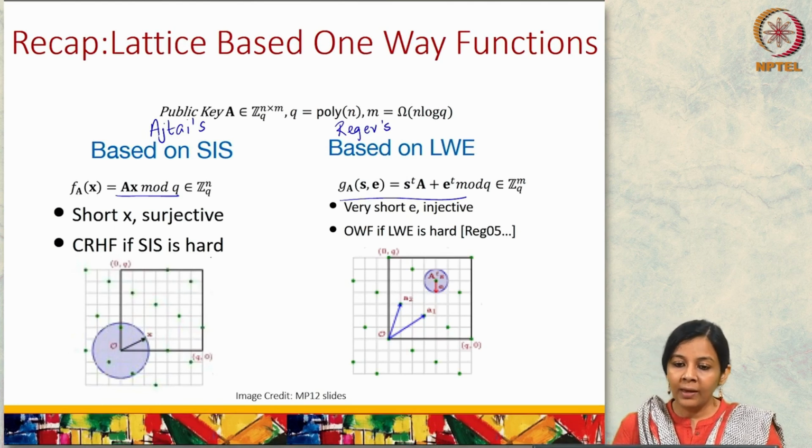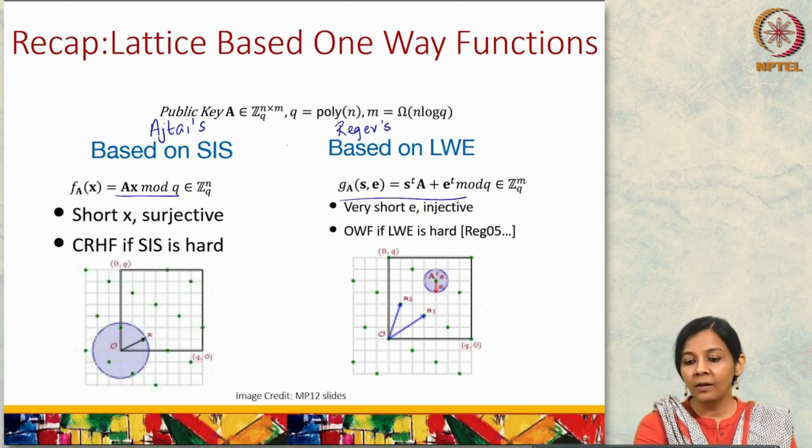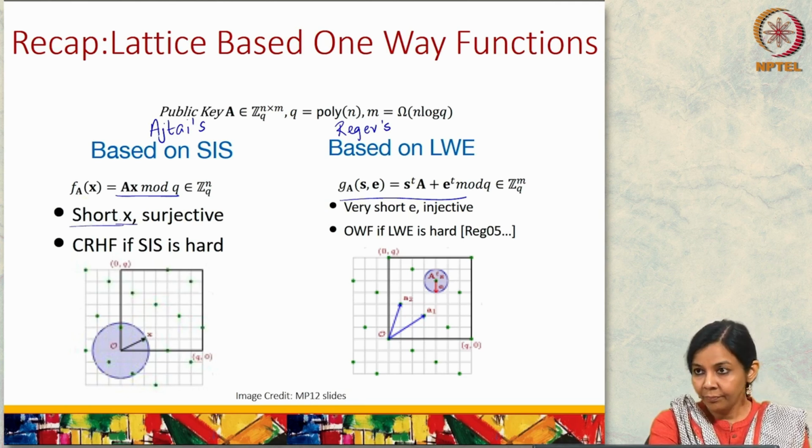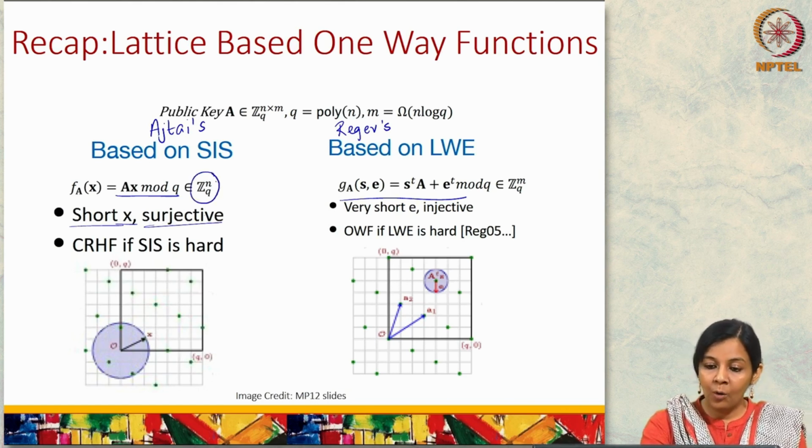And now using SIS and LWE, so short integer solution and learning with errors, you can compare these two one-way functions that we saw. So, the first one was just AX mod Q. Here X is short, and this one way function is surjective, right. So, the output space is ZQ to the n, where n is the shorter side of the matrix. Okay, this function is surjective, and you can show that if the short integer solution problem is hard, then actually this function is not only one way, it is a collision resistant hash function.